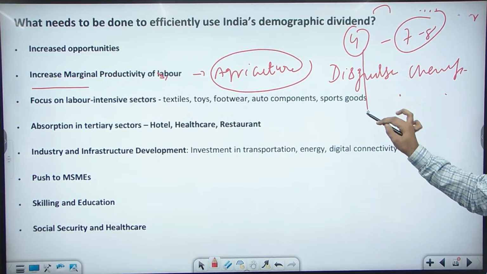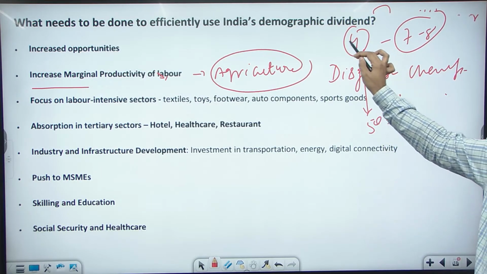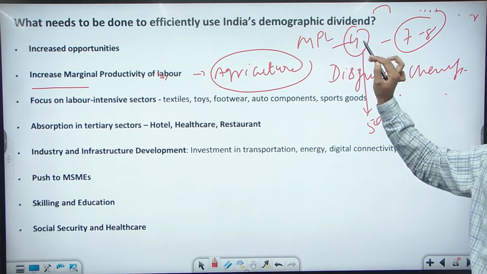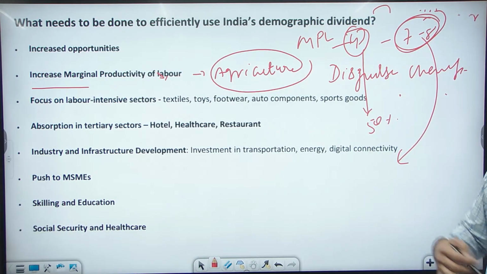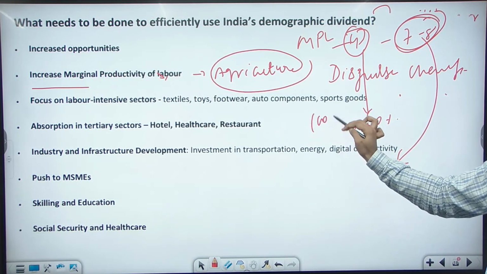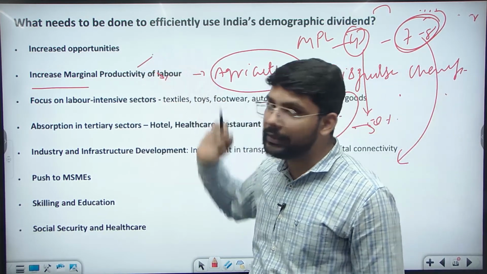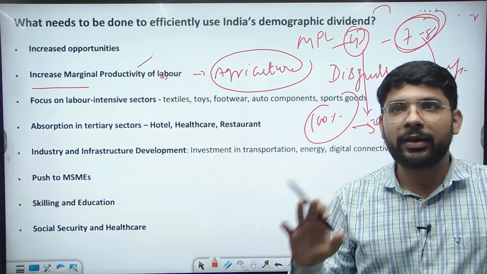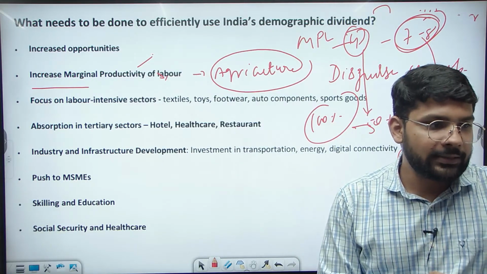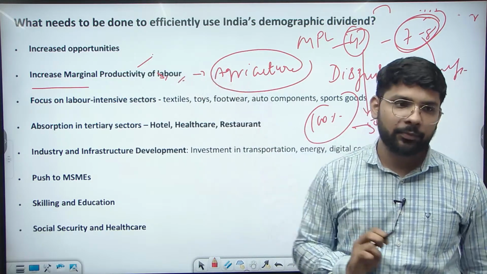it means their marginal productivity of labor is 50%, because 4 people can do the same work as the 8 people are doing. So we need to increase the marginal productivity of labor of these 4 workers, and involve them in another activity, so we can increase this MPL to 100%. Government intervention is required to increase the marginal productivity of labor in each sector, whether manufacturing, agriculture, or service sector.